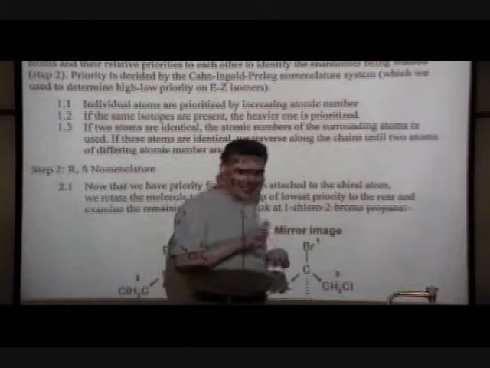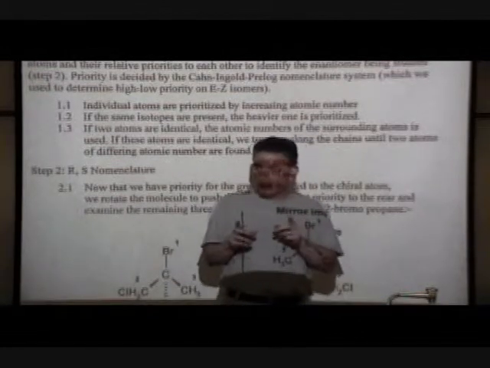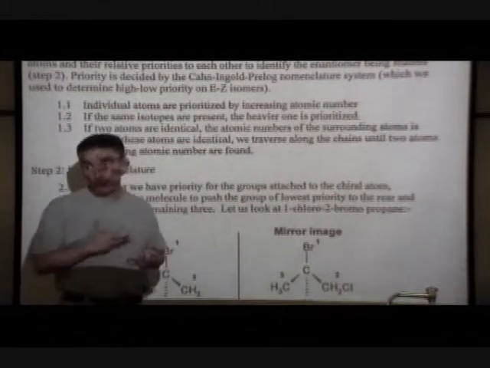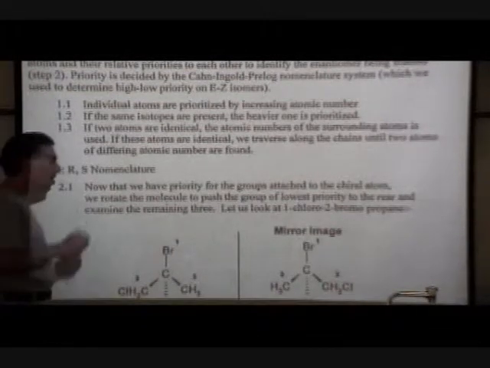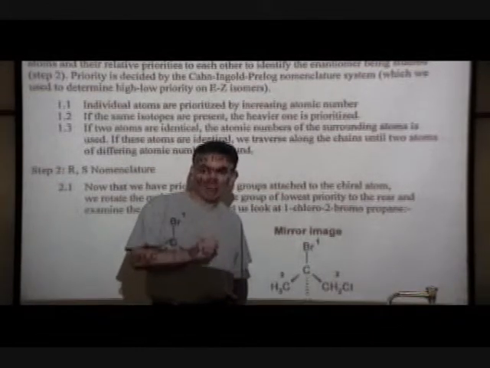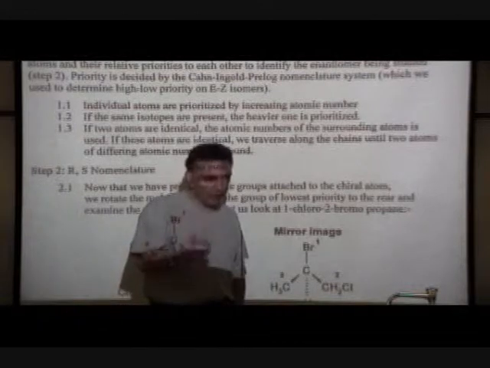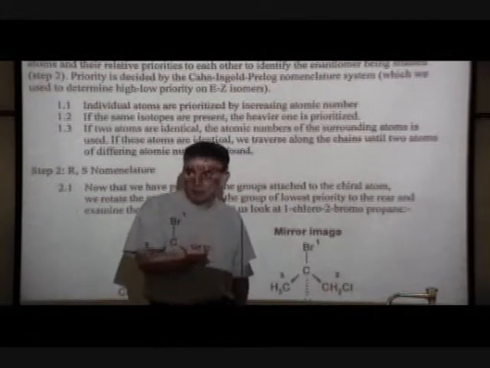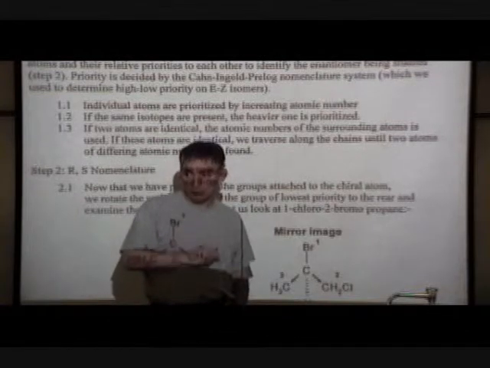If we can't get clarity in this way by atomic number, then we look for maybe a heavy isotope in the mix. Maybe a heavy form of oxygen, like oxygen 17 instead of 16, or hydrogen 2, deuterium, instead of normal hydrogen, a mass of 1. And if we still don't get clarity for the groups which are directly attached to the chiral carbon, then we're going to look down the chain, comparing atom for atom, until we find a difference in the atomic number. That will lock in priority for the four groups from 1 to 4. Let's look at some examples.